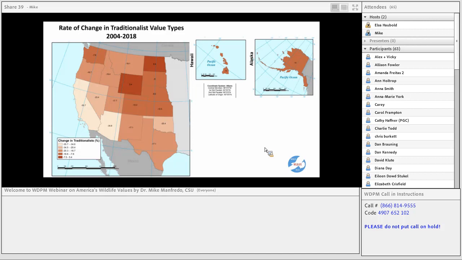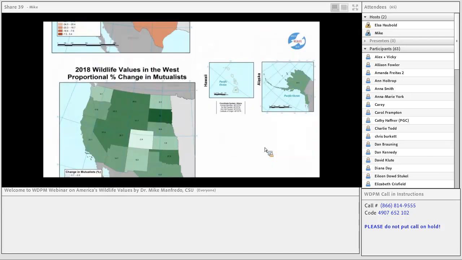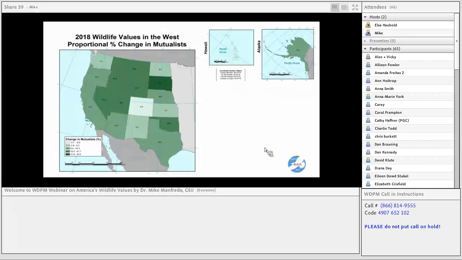You can see in California, Arizona, Nevada a rather abrupt shift in rate of change away from traditionalism. The two states that have slight gains would be North Dakota and Wyoming. We suspect that's due to migration effects, which we haven't had a chance to really look at. But you can see most states actually have a rate of change of decline in traditionalists.